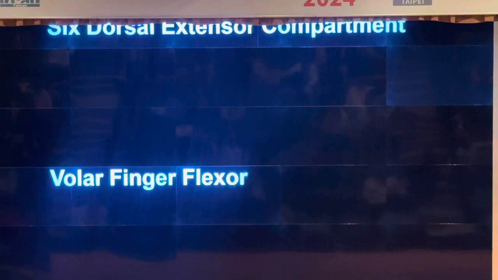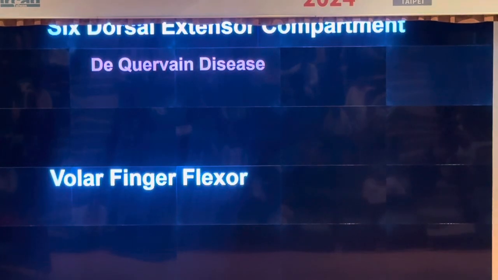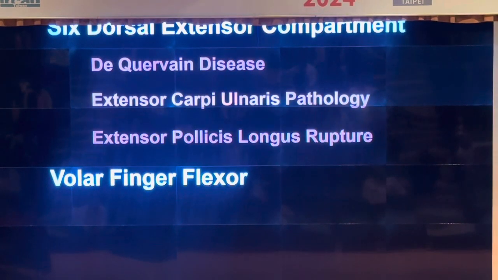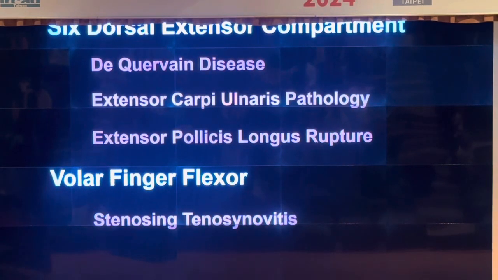One minute left. Finally, let's have a summary of today's talk. Regarding the 6 dorsal compartments, the most prevalent one is the first compartment disease. And for extensor carpi ulnaris pathology, we know it could have instability. And for extensor pollicis longus, the tendon can rupture if you have an adverse palpation-guided injection. And for de Quervain's stenosing tenosynovitis, you can use dynamic ultrasound to evaluate.